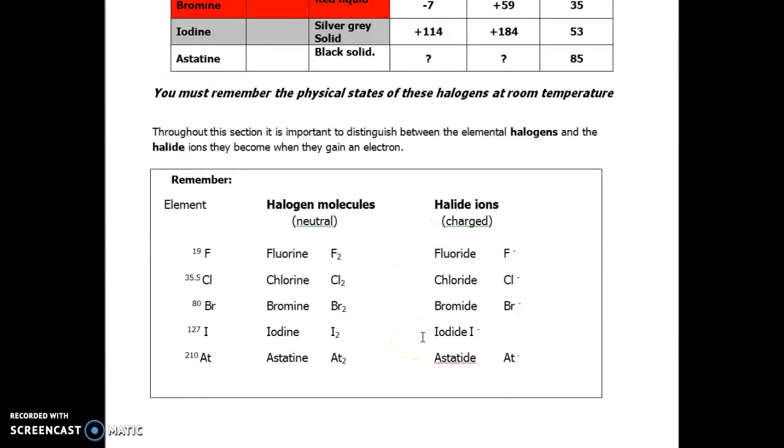Now, one of the big things you must get your head around straight away is that when we say halogen molecules, we mean F2, Cl2, Br2, I2. When we talk about halides, we're talking about F minus, Cl minus, Br minus, I minus. We don't really discuss the chemistry of astatine too often. It's radioactive and it's very short-lived. So it's very, very important that you understand the difference between a halogen molecule and a halide ion.